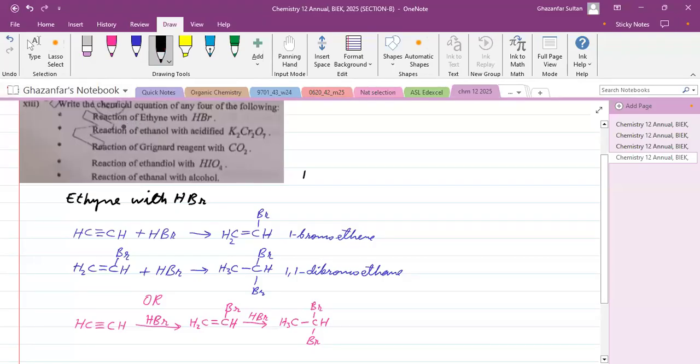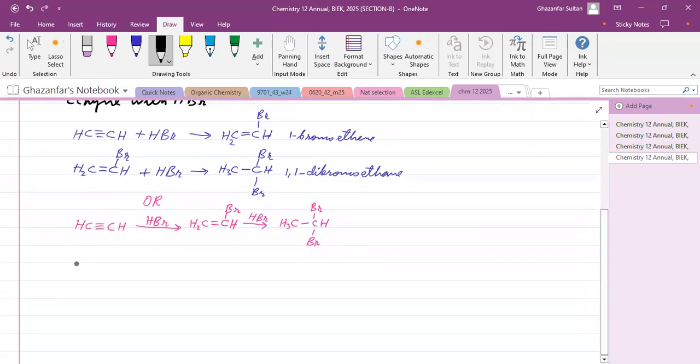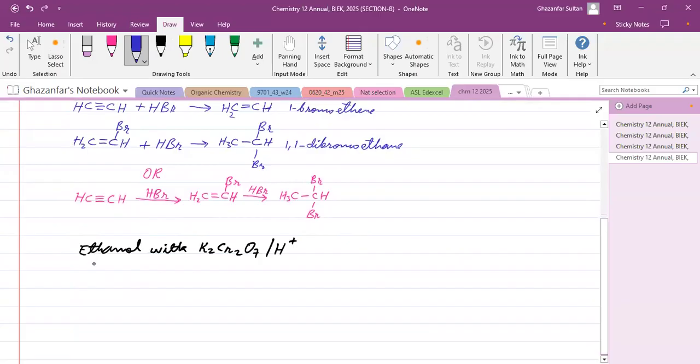Now the next reaction is ethanol with acidified K2Cr2O7. So put another heading, ethanol with acidified K2Cr2O7. You can write acidified K2Cr2O7 in this way as well, or you may use sulfuric acid here. So now see what happens. It also occurs in 2 steps because it does not stop at its intermediate step.